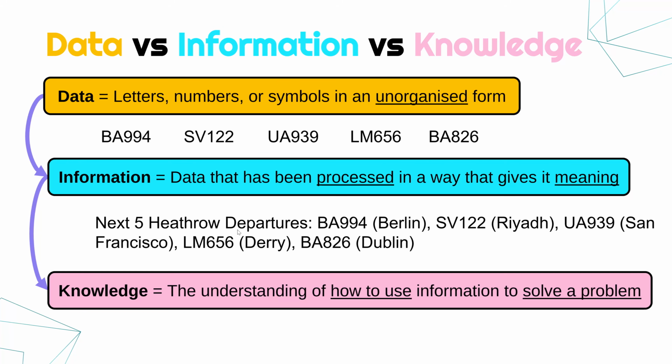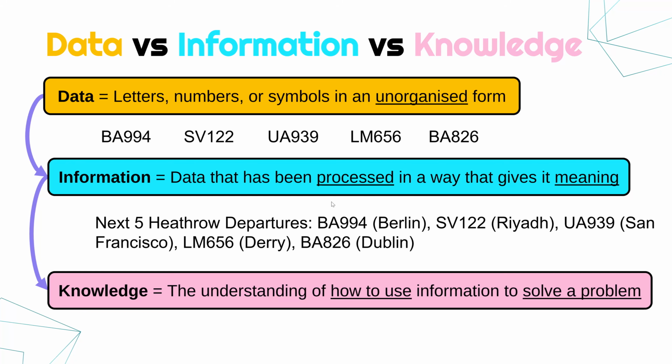The next 5 Heathrow departures are these, which are clearly flights. I've maybe looked up where they are going to and added that. That's processing, that's me adding some context to this data. This is now information, and clearly that is usable for somebody. The top bit isn't really usable unless it has been processed.